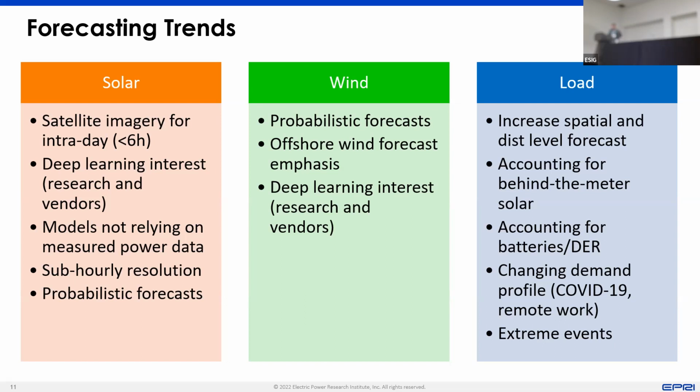Same thing for wind, probabilistic methods become very important. We're seeing a lot more focus recently on offshore wind, trying to think about how we better forecast for offshore wind. And then again, the deep learning. And we're seeing that both in what the commercial providers are providing, as well as in the research community.